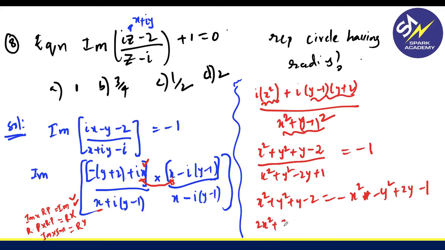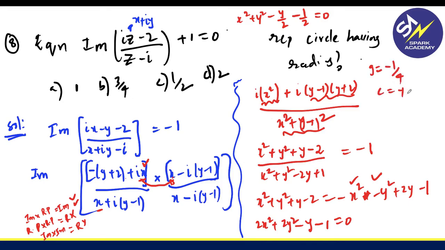So you will get 2x square plus 2y square, I'm just taking everything there, minus y minus 1 equal to 0. So basically my circle equation now is x square plus y square minus y by 2 minus 1 by 2 equal to 0. So g is minus 1 by 4, c is minus 1 by 2. Under root of 1 by 16 minus of minus is plus 1 by 2, so 8 plus 1, 9 by 16 I am getting. This is nothing but 3 by 4. So this is how easily you can get this by just using the fundamental concepts of complex numbers.